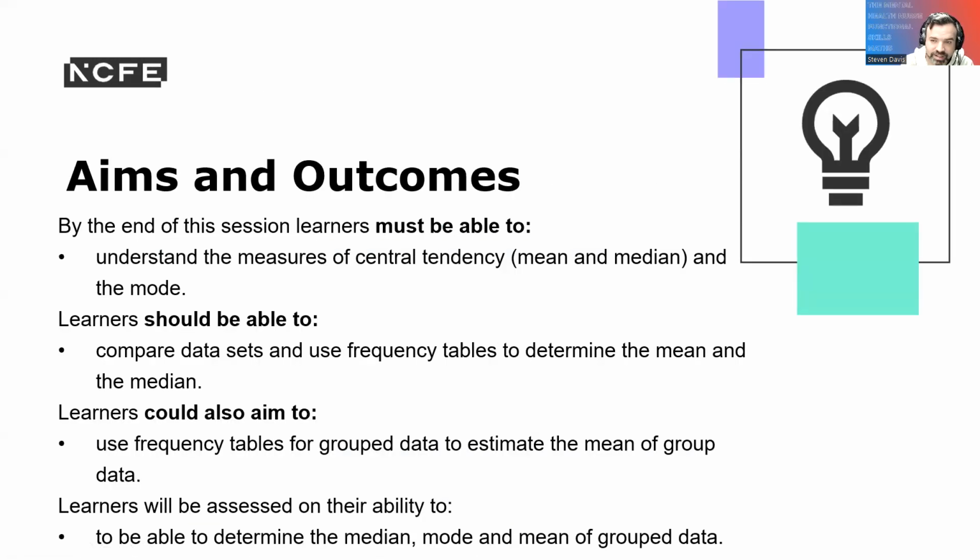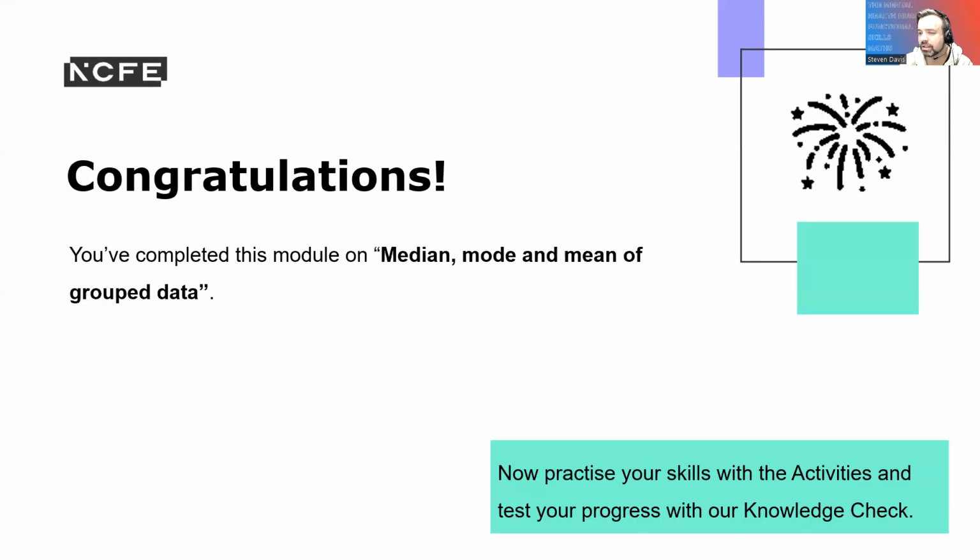So by the end of this session, you should have understood how to work out the mean, median, and mode, compare data sets, use frequency tables, and determine the mean, median, mode of grouped data. You can now practice your skills, use the activities, and check your knowledge to make sure you're getting it right. Any problems, let me know.